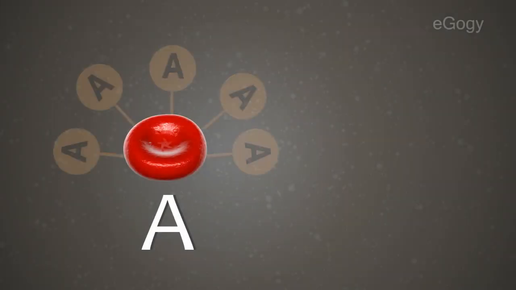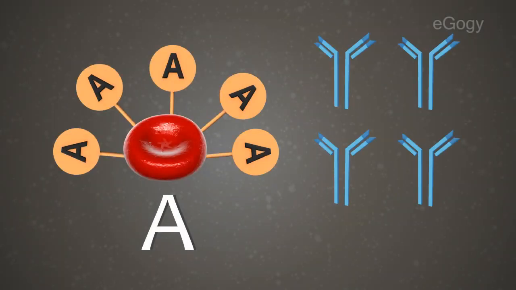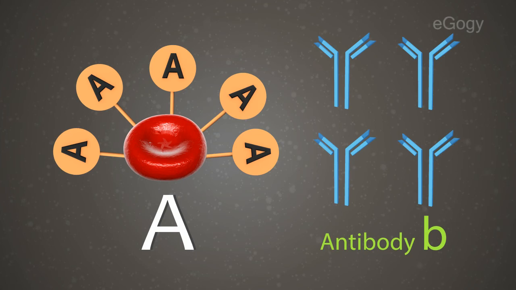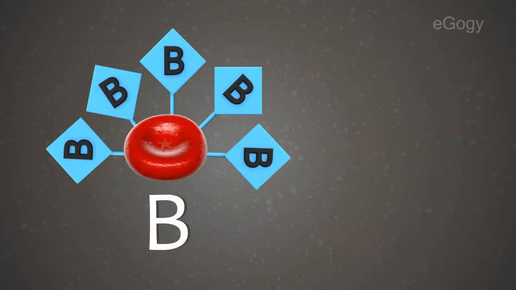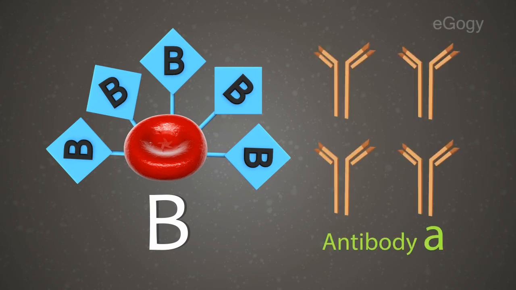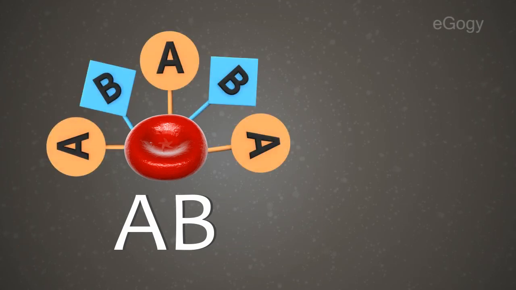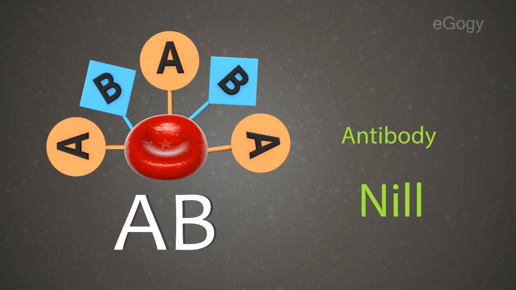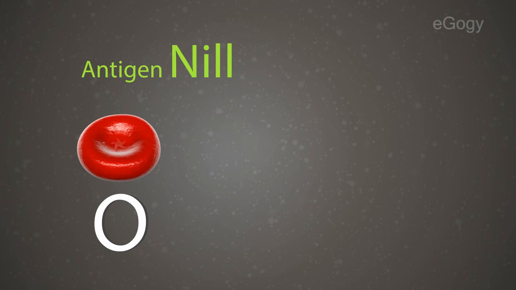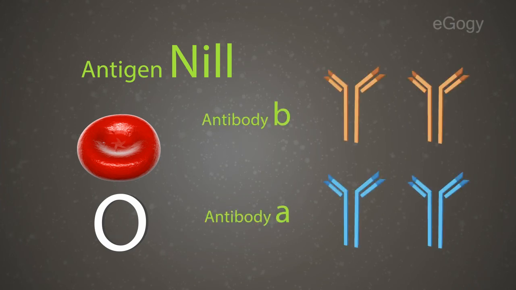A group blood contains antigen A and antibody B. B group blood contains antigen B and antibody A. AB group contains both antigen A and B, antibody is absent in it. There is no antigen in O group. Antibody A and B are present in O group blood.